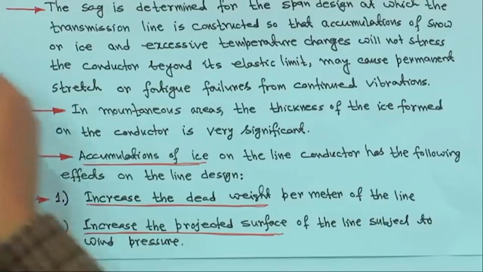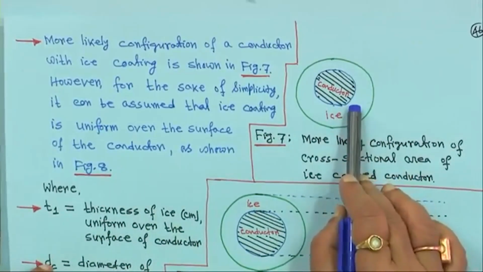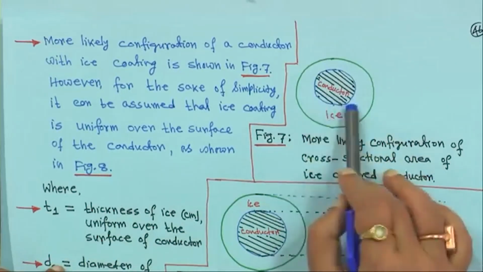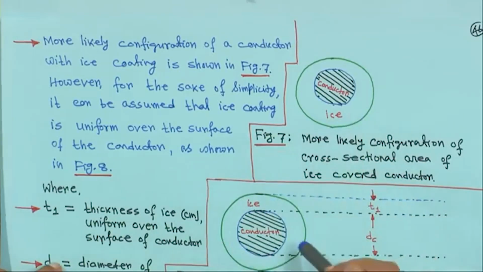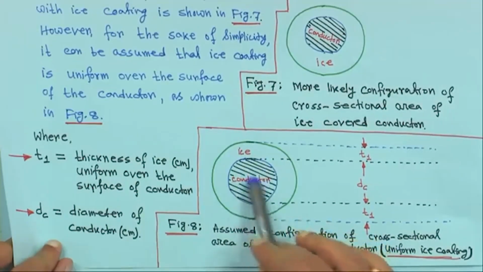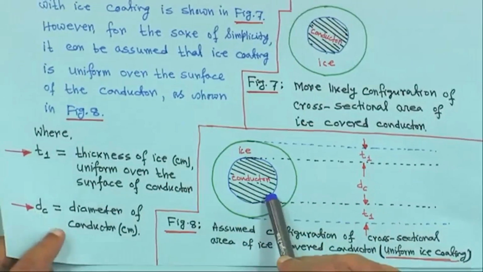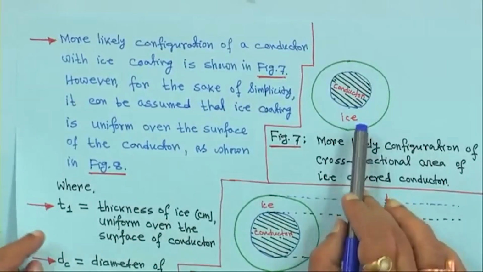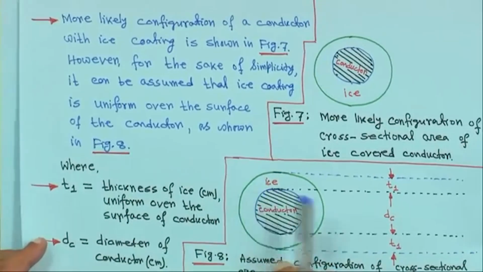Things are very simple. So, this is actually the more likely configuration, because this is the ice coating and it is not uniform around the conductor, but for the analysis in this course we will assume it is uniform. So, this is your conductor, this dashed line is the conductor, and this is the uniform thickness of the ice, right. This is the assumed configuration, but the more likely configuration is this one, but we will consider this one only, right. So, as figure 8.